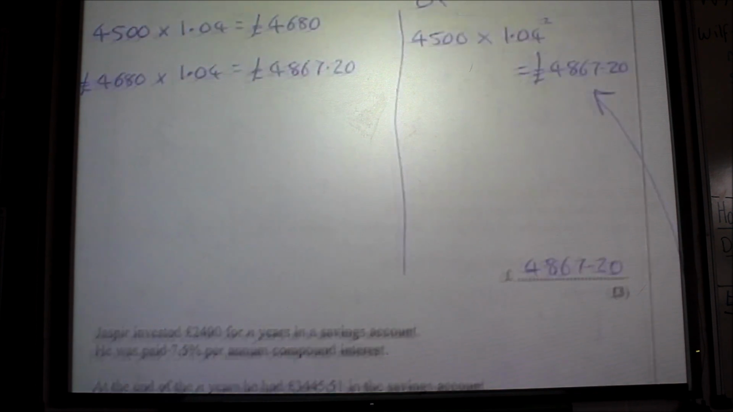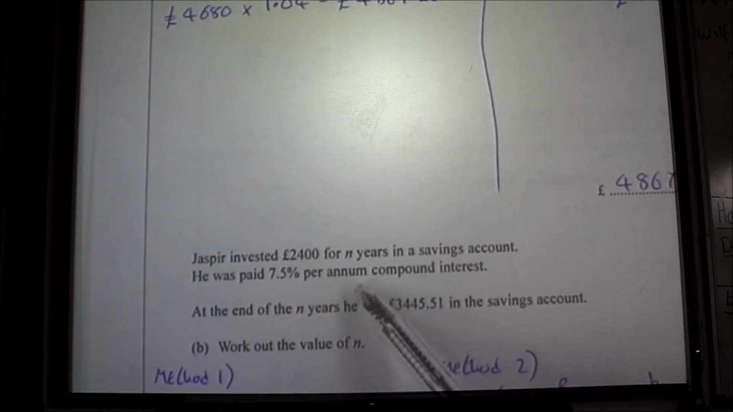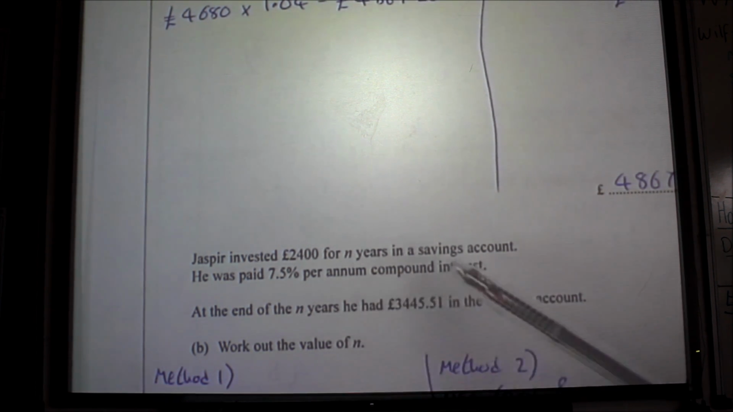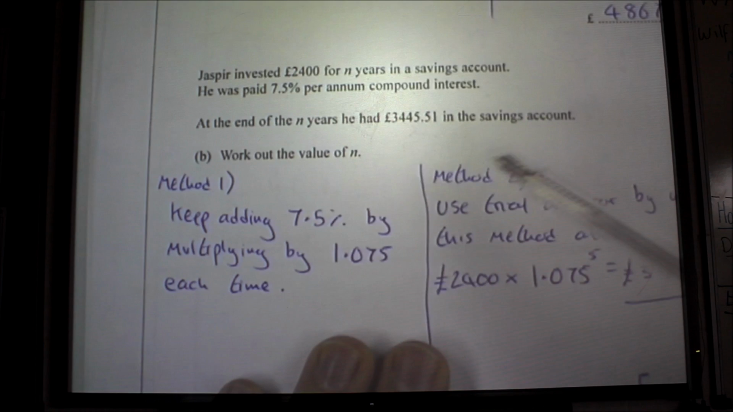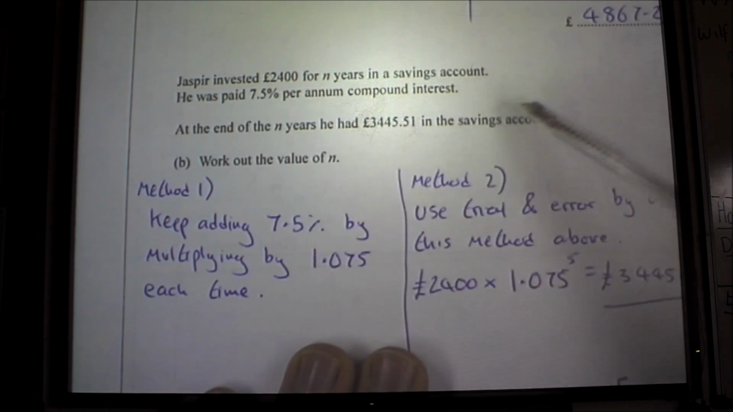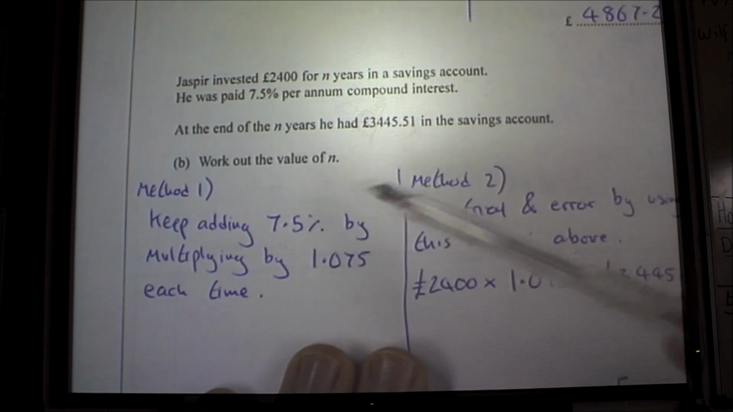Jasper invested £2,400 for N years into a savings account. He was paid 7.5% per annum in compound interest. At the end of the N years, he had £3,445.51. Work out the value of N. So 2 ways of doing it.